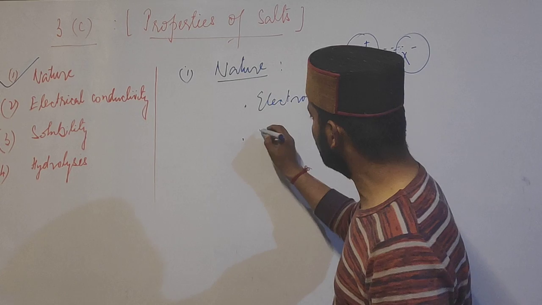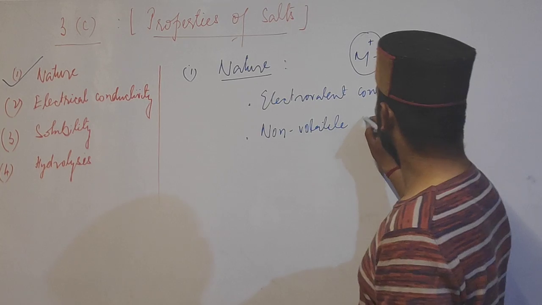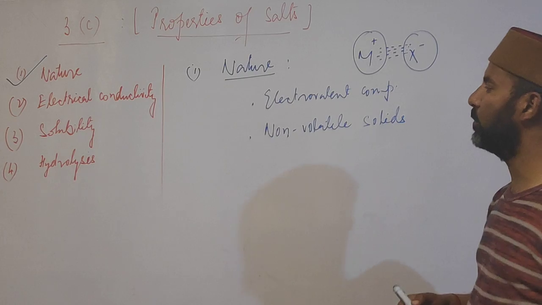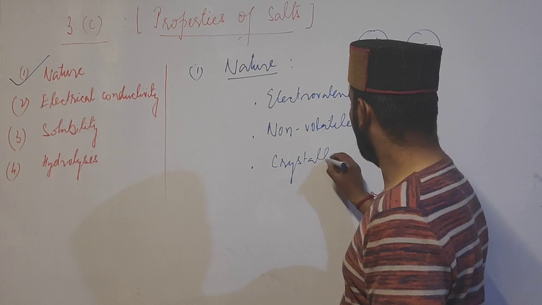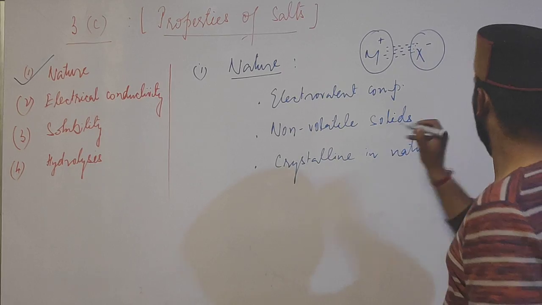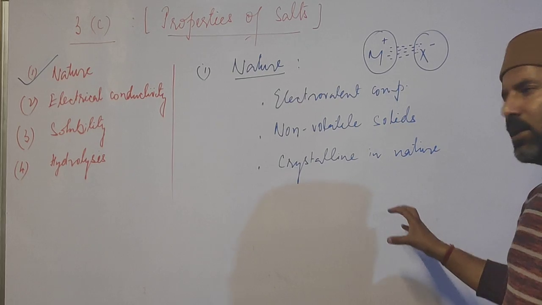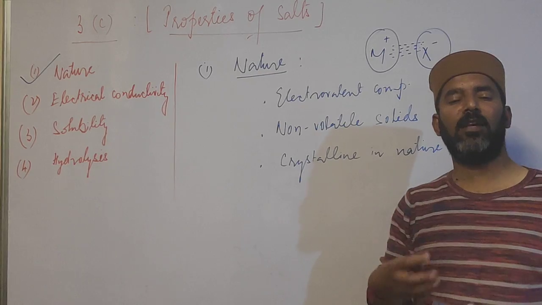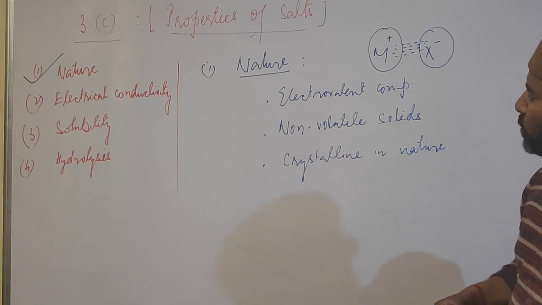So we say at room temperature they are non-volatile solids, which means they do not form vapors at room temperature. And thirdly students, they are crystalline in nature, which means that the arrangement of one ion around the other ion is definite, means salts have a definite crystalline structure, means they have a definite geometrical shape. So this was our first property.